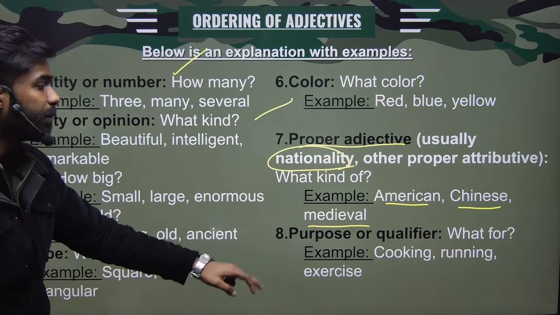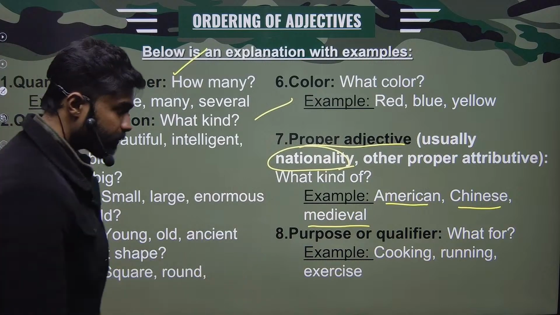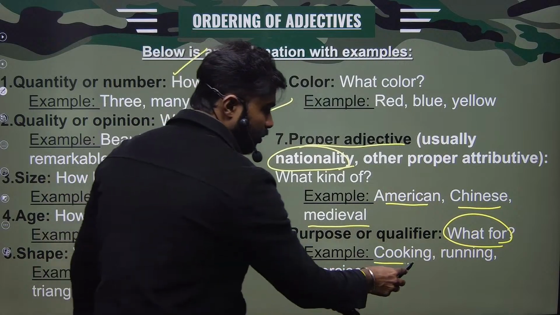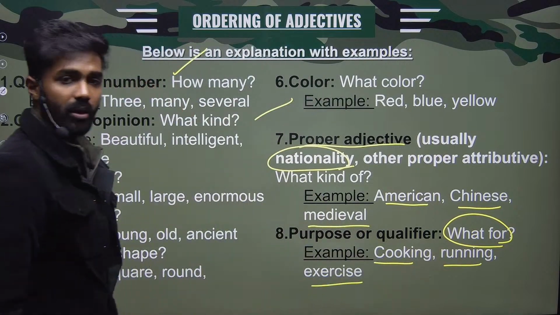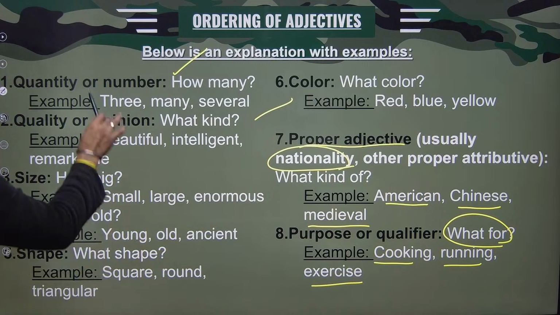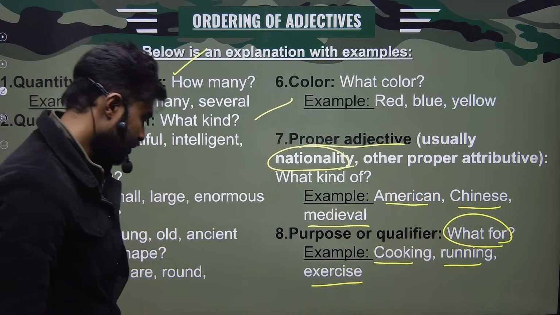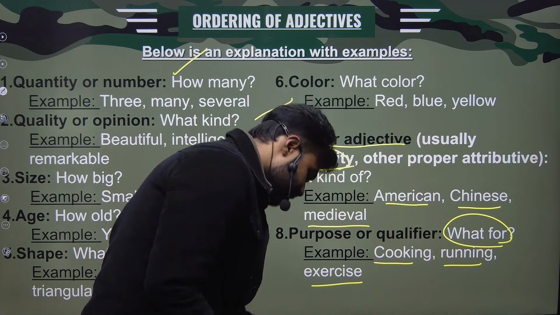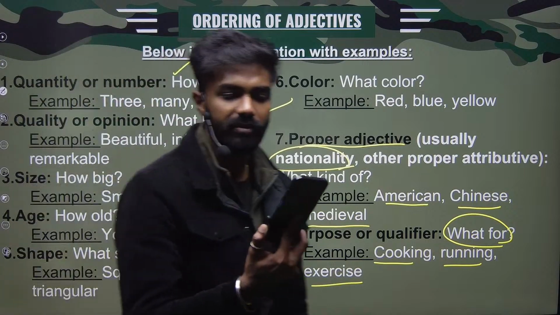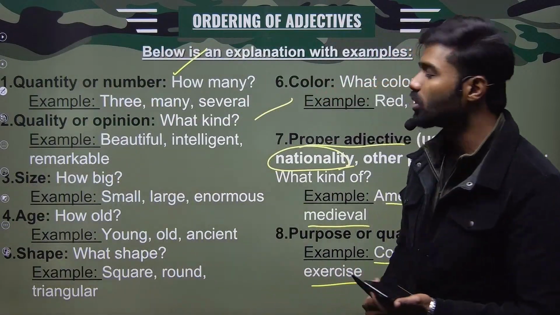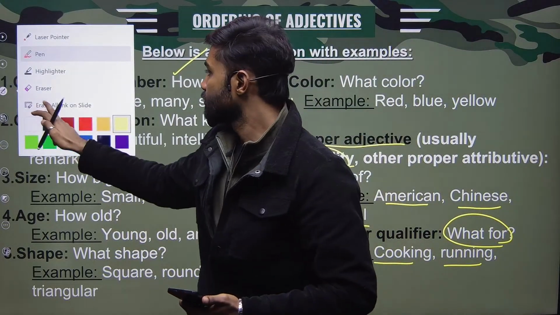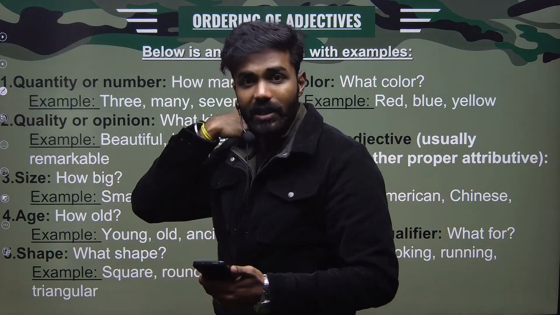Clear? And purpose or qualifier. For what? Or what for? For cooking, running, exercise. All right. So try to keep these 8 things in your mind, and this is how you will be ordering it. All right. Exactly. 4 old grey cars. Correct, Jyoti? Yes. Correct answer. So in order to do such things, you have to follow this order. That's it. So shall we quickly sum up everything?